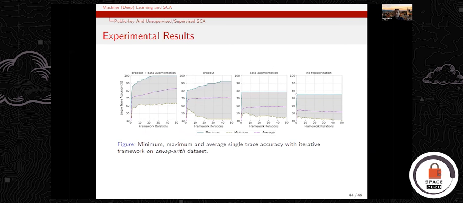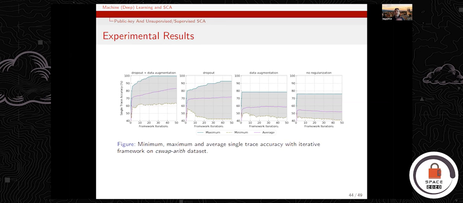So here, let's start with the figure all the way to the right and just look at the average line. If we do a simple machine learning, we can use a lot of framework iterations. So these times we repeat the process, but we are still staying just barely above 50%. But then we can do data augmentation.